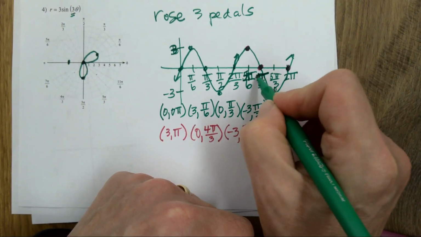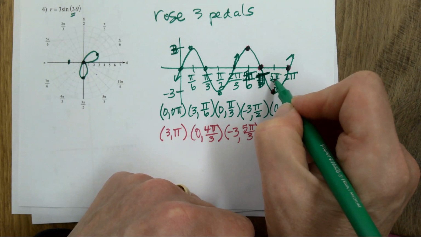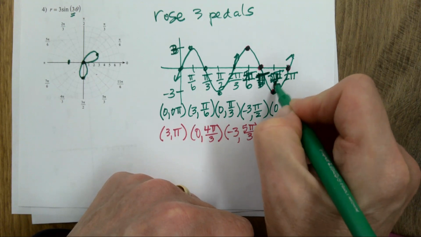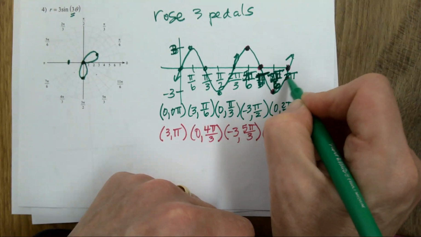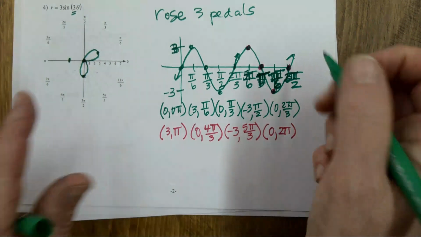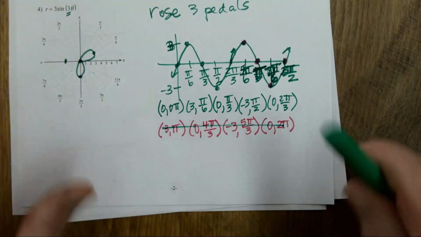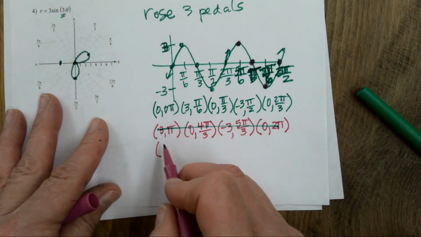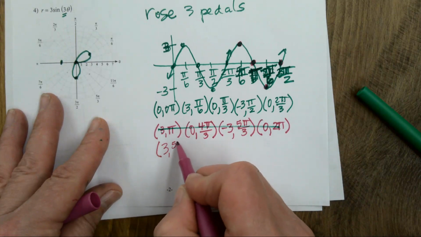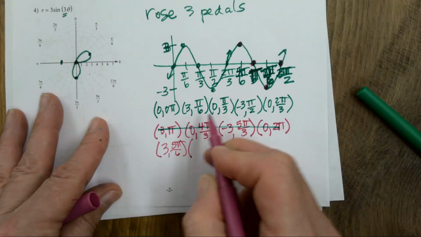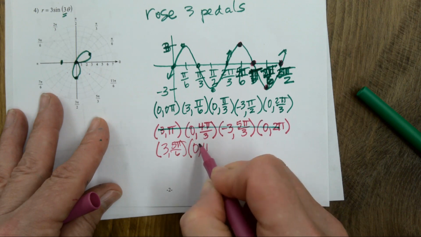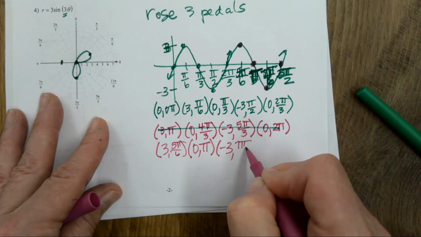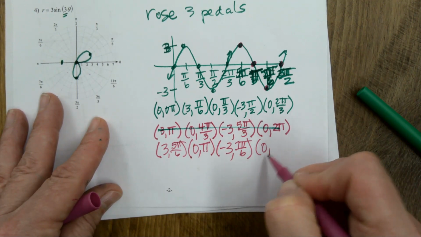This is pi, 6 pi over 6. This is 7 pi over 6. And this is 3 pi over 2. Sorry about that bad numbering. That's going to change the points on this graph. I hope you guys are using pencil, not pen like me. So this is 5 pi over 6 is what it should have been. 0, pi. -3, 7 pi over 6. And 0, 3 pi over 2.